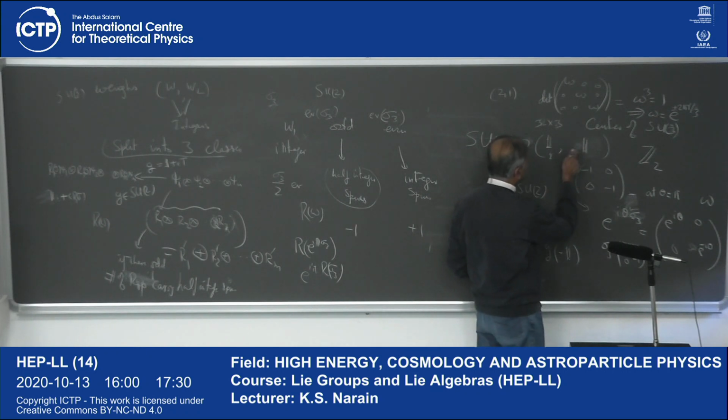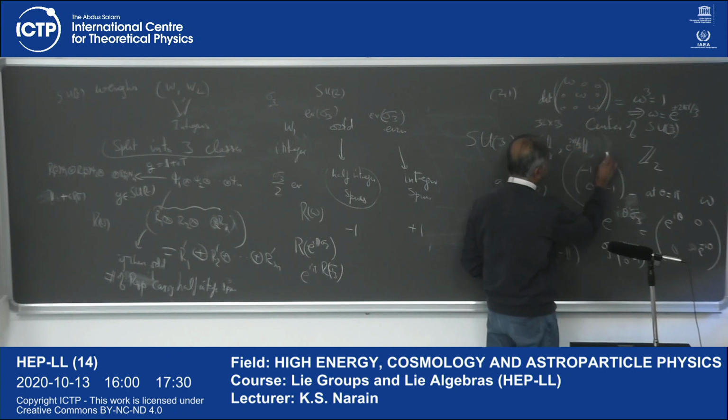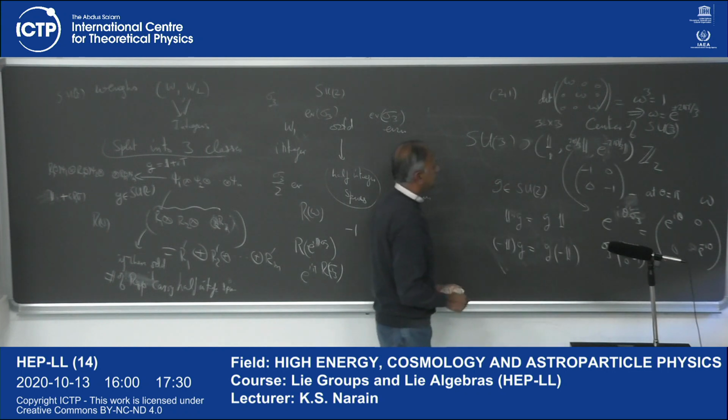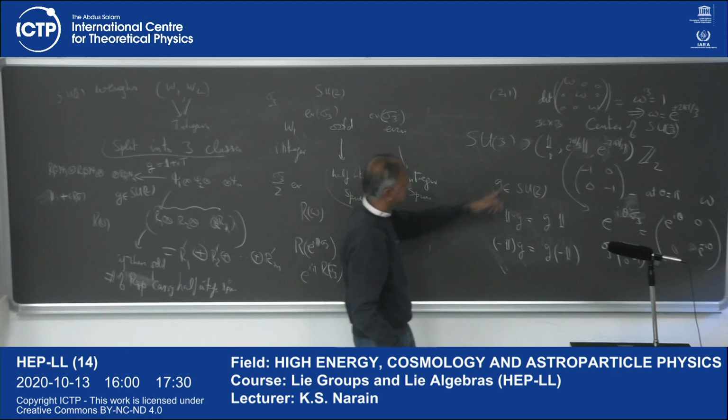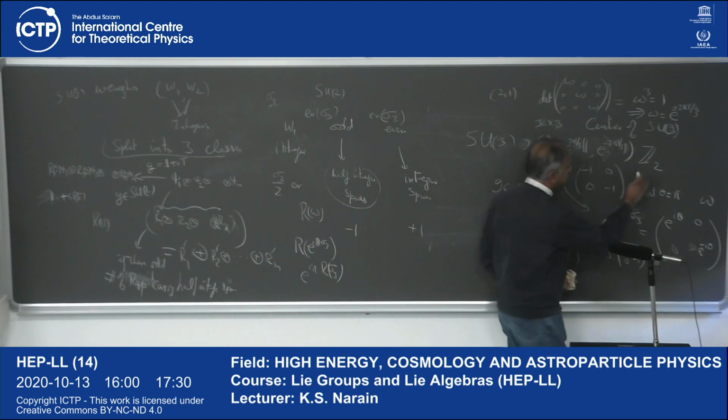So 1 has already been taken into account, and then there are 2 others: e to the 2 pi i over 3, and e to the minus 2 pi i over 3 times identity. So these are the 3 elements. The center of SU3 consists of these 3 elements, and this in fact is nothing else but Z3.